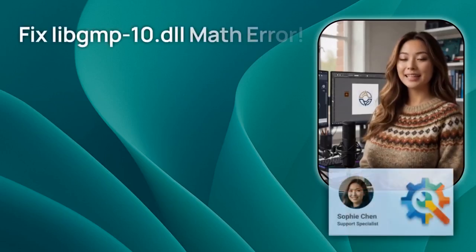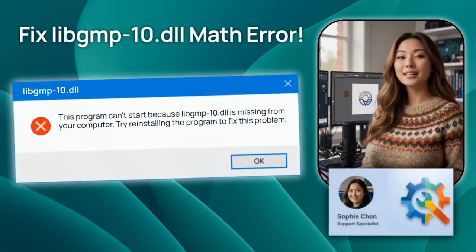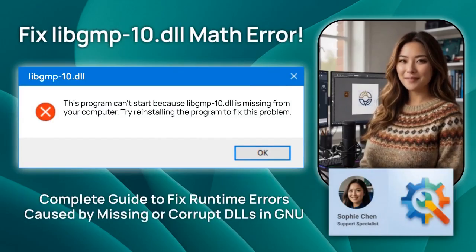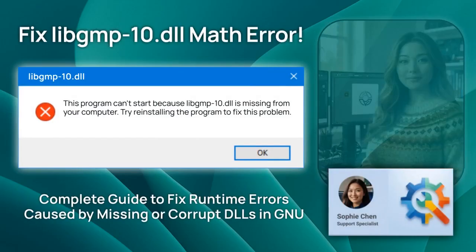Is your PC complaining that the libgmp-10 Library DLL is missing from your system? I'm Sophie Chen, a Windows Systems Specialist. Let's fix that library mismatch today.